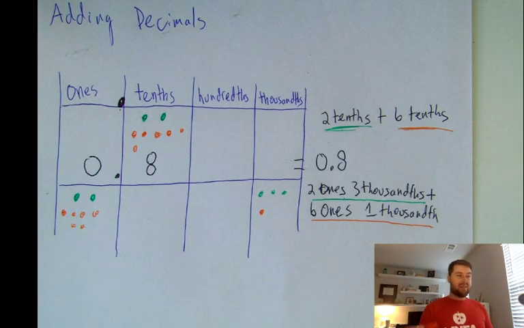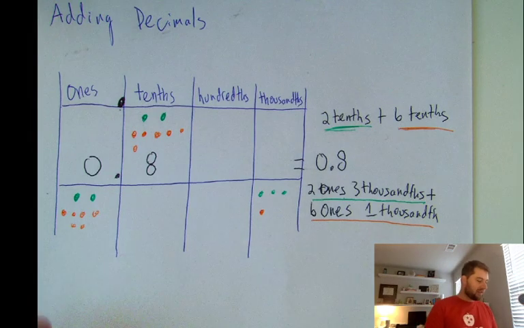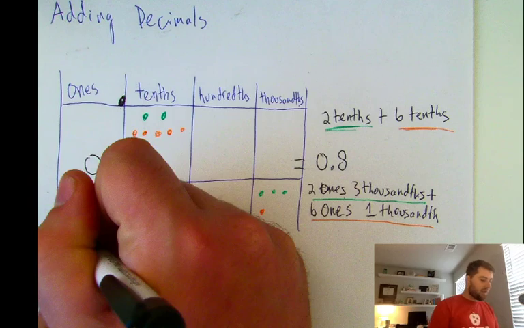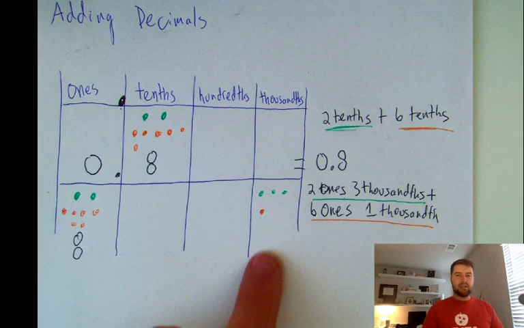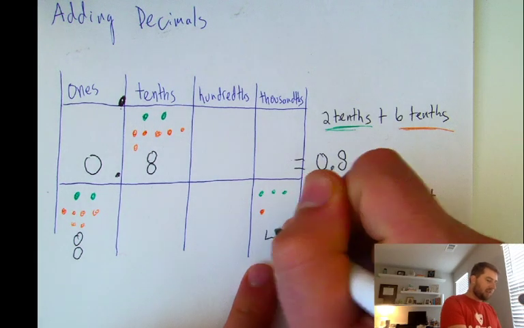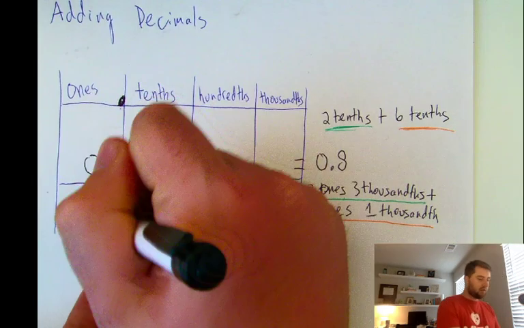And now all we have to do is add up the numbers in each place value. So we can count the number of dots in the ones place. That would be 8. We can count the number of dots in the thousandths place, and that is 4. Our decimal place is up here at the top. It carries all the way down.